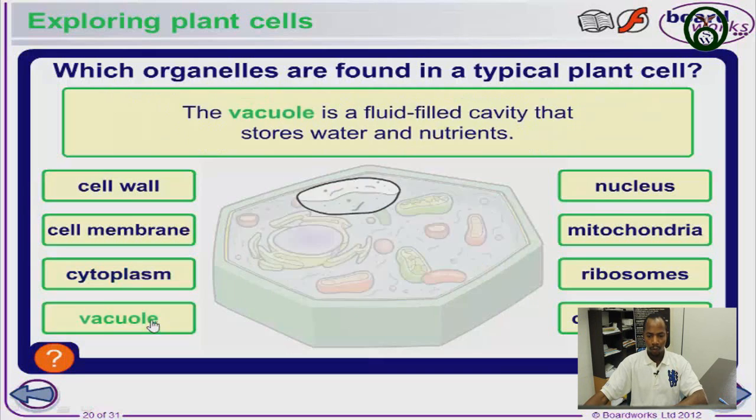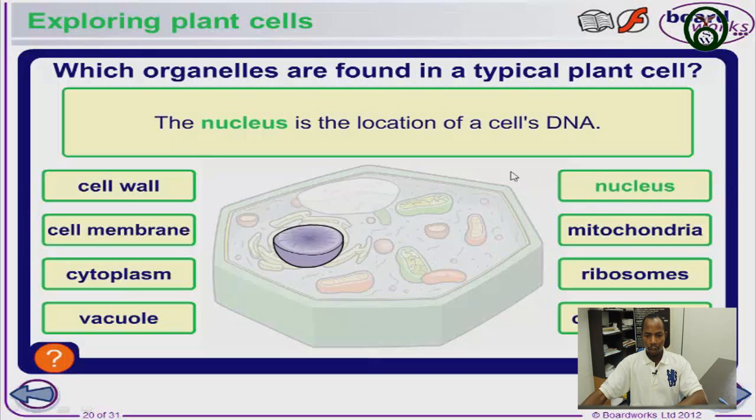Now what about the vacuole? This is the vacuole. The vacuole is a fluid-filled cavity that stores water and nutrients for the cell. Now what of the nucleus? The nucleus is the location of the cell's DNA. This is a good example of the nucleus. It is where the cell's DNA is found.